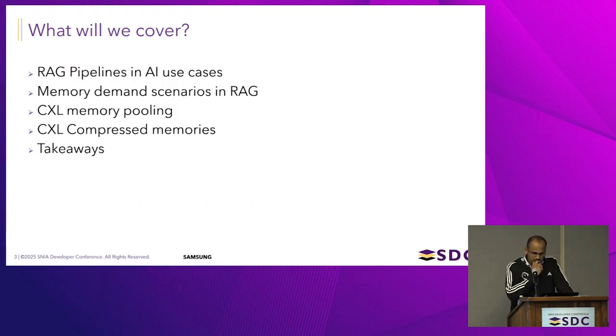So let's talk briefly about the agenda of the session. I will cover the basics of RAG pipelines in AI use cases. Then we will cover some memory demand scenarios in RAG, which we are mostly interested in. Then we will talk about CXL memory pooling. We will also talk about CXL compressed memories and how that can help the RAG pipeline in memory efficiency. And we summarize with our main takeaways.